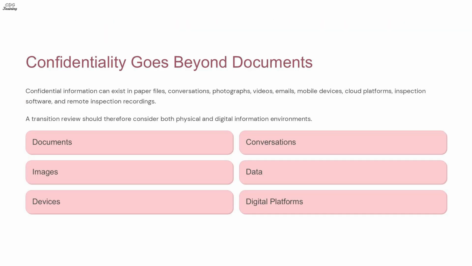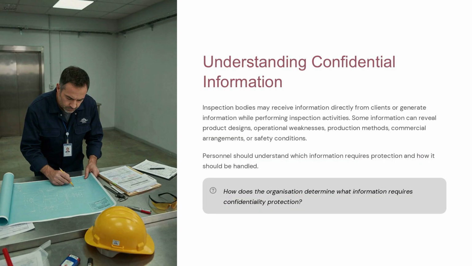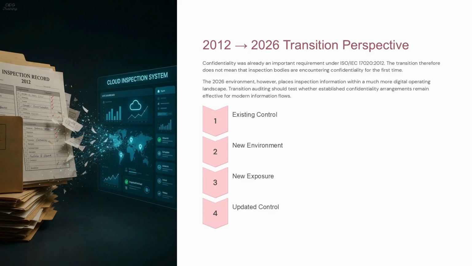Confidentiality extends beyond just documents. It includes conversations, images, devices, and digital platforms, requiring a comprehensive approach to information protection. Understanding which information requires protection is vital. Inspection bodies must assess how information is received and determine its confidentiality needs. The transition from 2012 to 2026 involves adapting to new environments and exposures, requiring updated controls to maintain confidentiality.